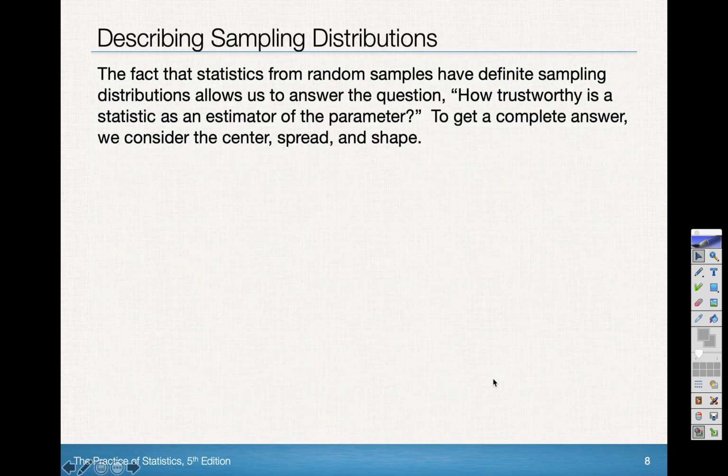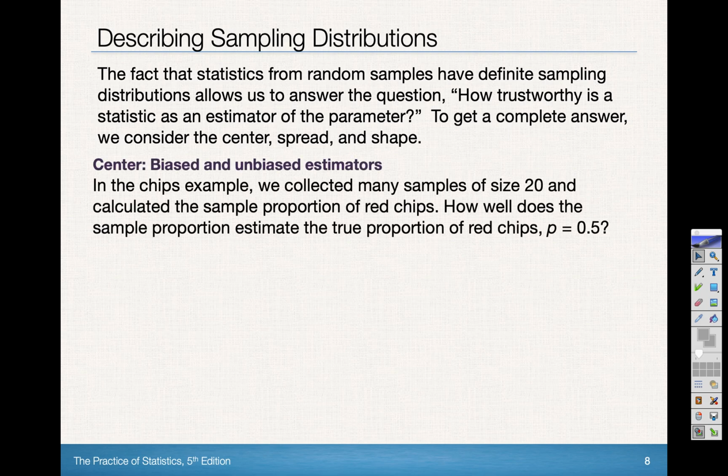So how do we describe sampling distributions? The fact that statistics from random samples have definite sampling distributions allows us to answer the question, how trustworthy is a statistic as an estimator for a parameter? So how much can I trust the statistic that I gathered from my sample? To get a complete answer, we need to consider the center, the spread, and the shape. For the center, we're dealing with both biased and unbiased estimators. In my marbles examples, they call them chips, I call them marbles.